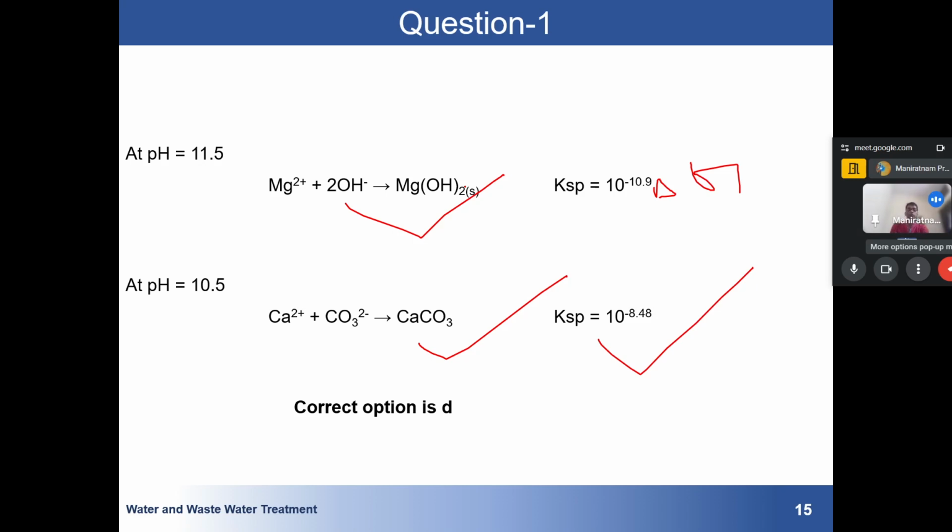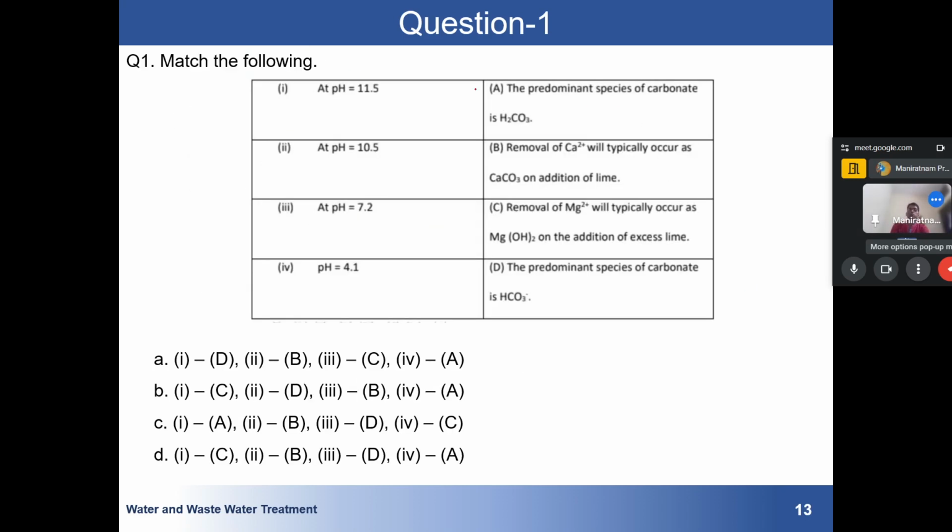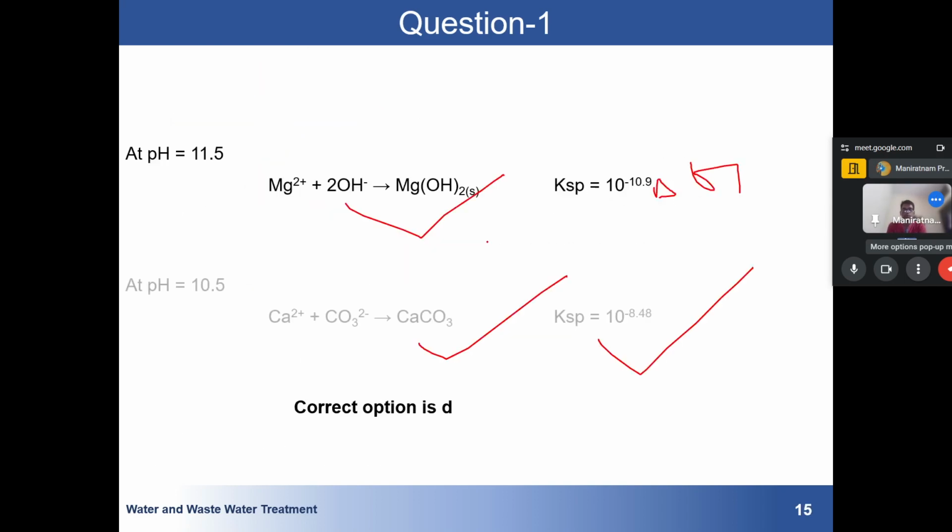So the correct option is D. This will be matching with magnesium, this will be matching with B, this will be matching with D, and this will be matching with A. I hope this is very clear to you.